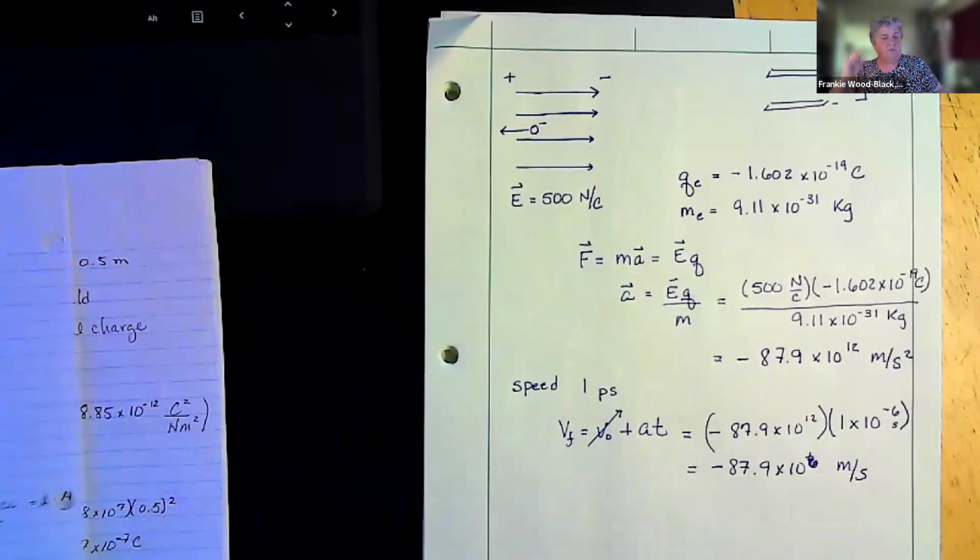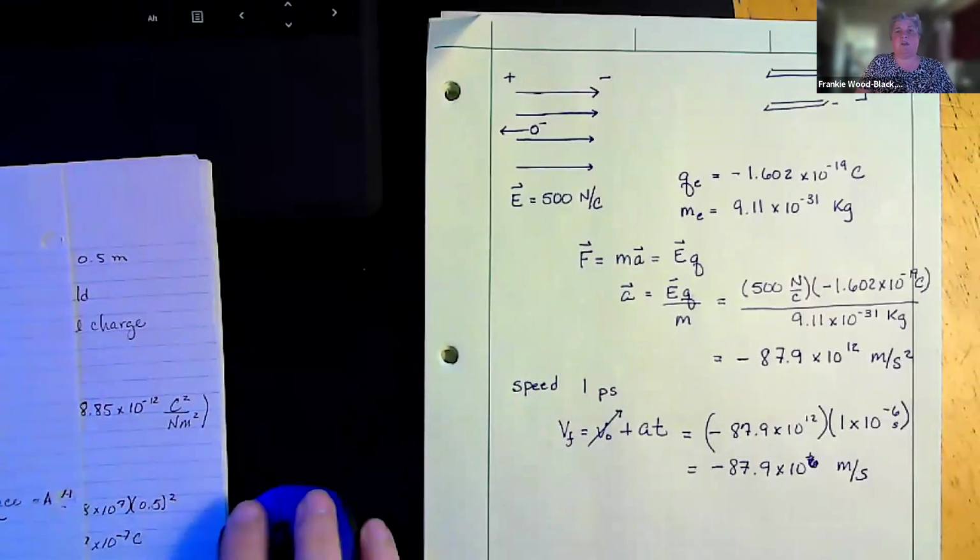Okay, so if we've got those things, that's going to give us a good handle on how we can look at our electric field.